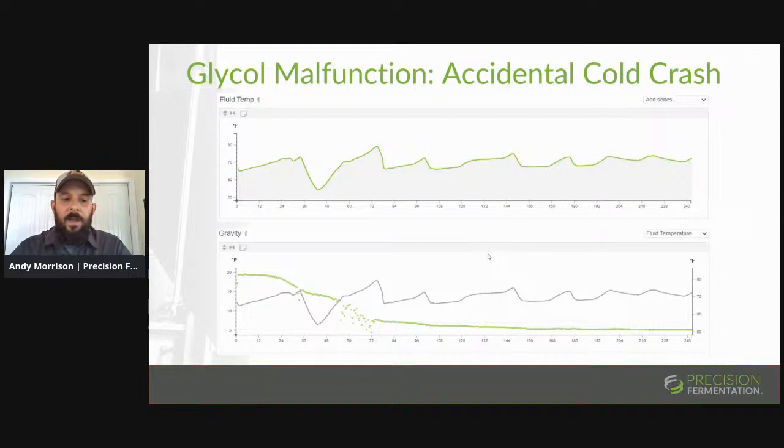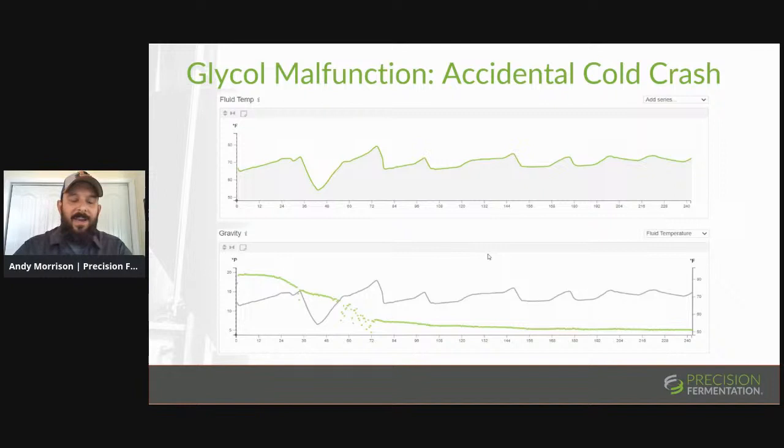Here's another case example where you can see, like I was mentioning, the accidental cold crash. So one of the things that we like to look at is multiple sets of fermentation or multiple sets of data, time series of data overlaid on top of each other. So up top here, what you're looking at is a fluid temperature graph in a brewery that's not temperature controlled in the middle of July in North Carolina. So a lot of high temperatures working their way into that cellar, right?